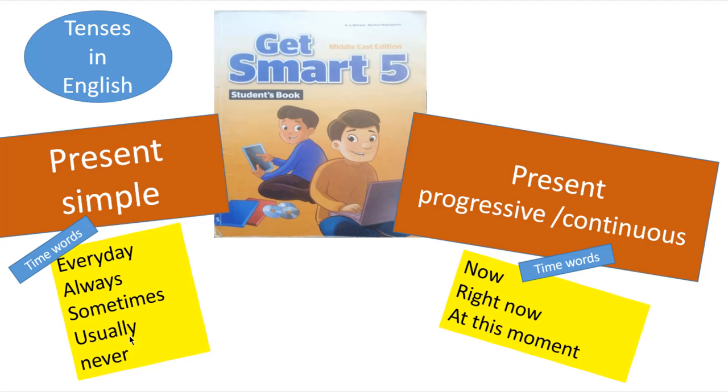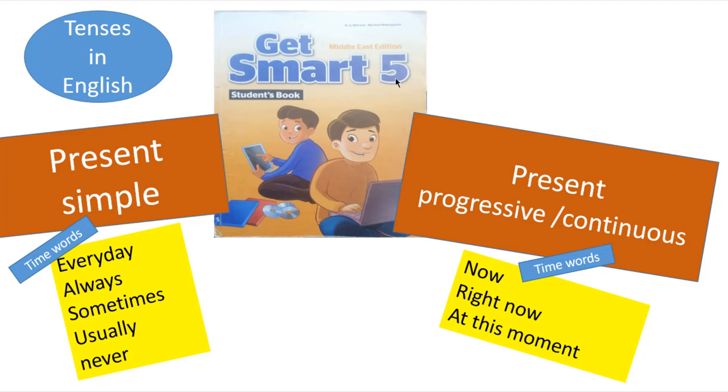If we find, for example, in the sentence usually, which tense should we use? Yes, very good. We will use the present simple because in the sentence we have the word usually. And if we have at this moment in the sentence, which tense will we use? Yes, very good. We will use the present progressive tense. At this moment is used with the present progressive tense. Or we can say present continuous. If you want to call it present progressive, it's okay. If you want to call it the present continuous, it's also okay.